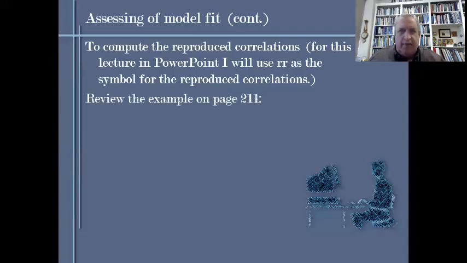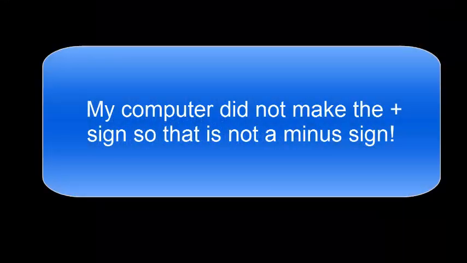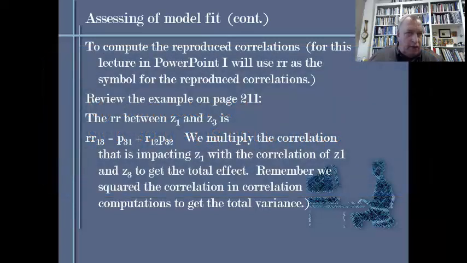Now we want to review our example on page 211 to begin to understand what we're discussing. So the reproduced correlation between Z1 and Z3, the reproduced correlation 1,3, is P31 plus R12 times P32. Now notice when we have that correlation where we have the double arrowed line, we have to multiply that times the correlation that's impacting from variable 3 by variable 2. And we multiply the correlation that's impacting Z1 with the correlation of Z1 and Z3 to get the total effect.